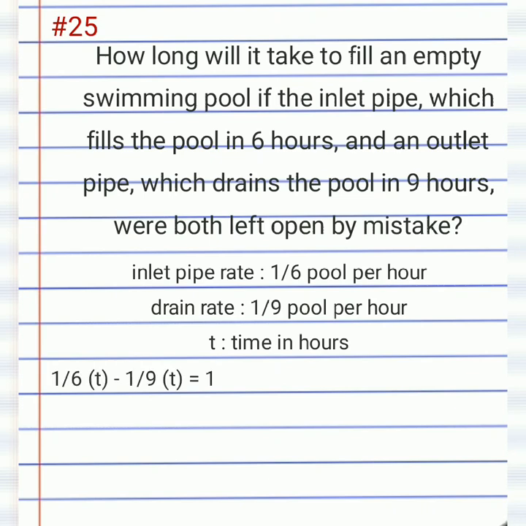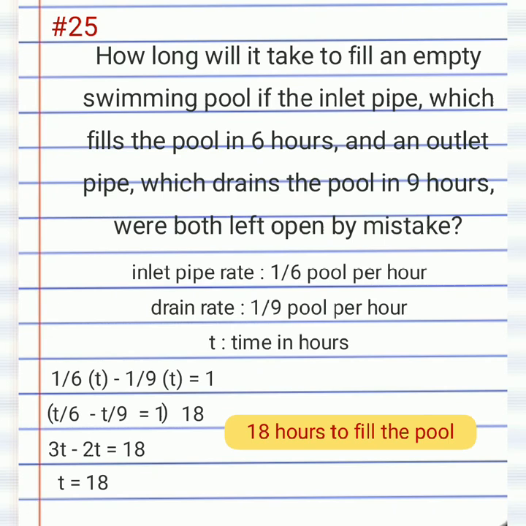This will be 1/6 minus 1/9 is equal to 1, or t over 6 minus t over 9 is equal to 1. By multiplying both sides by 18, this will be 3t minus 2t is equal to 18, and t is equal to 18. Therefore, 18 hours is needed to fill the pool.